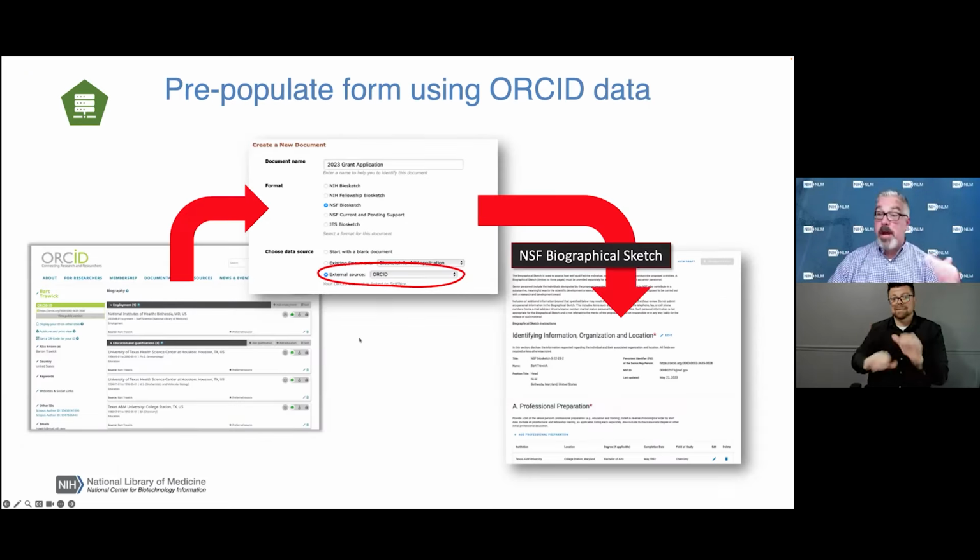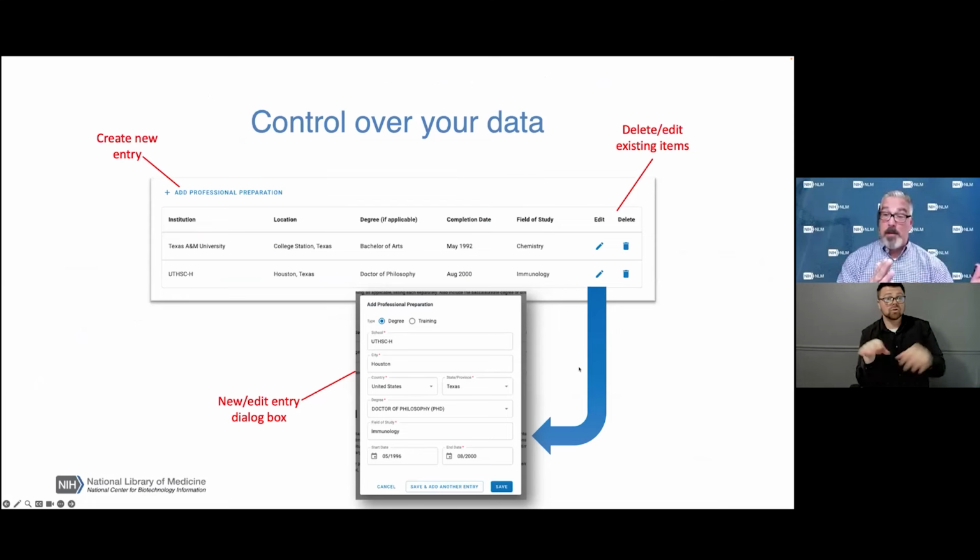When you create a new document using your profile information from ORCID, it goes right into the biographical sketch form. Once it's in that form, it's static and it's up to the PI. They can do what they want. They can change anything. They can make corrections. They can add information to the BioSketch. Nothing will go back and overwrite what is in ORCID.